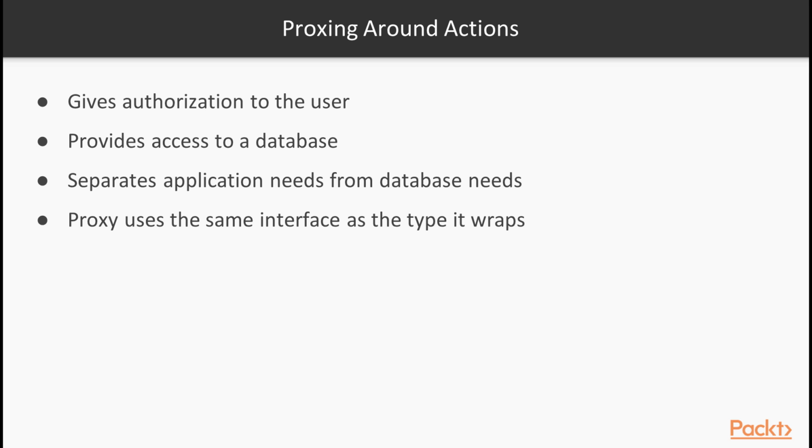At the end, let's have a look at proxying around actions. You can wrap proxies around types that need some intermediate action, like giving authorization to the user or providing access to a database, like in our example. Our example is a good way to separate application needs from database needs. If our application accesses the database too much, a solution for this is a cache in front of your database. Remember that the proxy uses the same interface as the type it wraps, and for the user, there shouldn't be any difference between the two. In this video, we have learned about proxy design pattern.